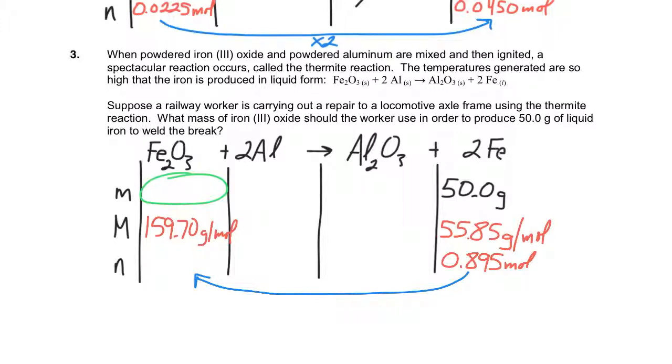So I'm going to figure out number of moles of iron oxide. It's a 1:2 ratio of iron oxide to iron. So I have half as much iron oxide as iron. So I get 0.448 moles of iron oxide. Do my calculation. So I can say that the worker should start with 71.5 grams of iron 3 oxide in order to produce 50 grams of iron.